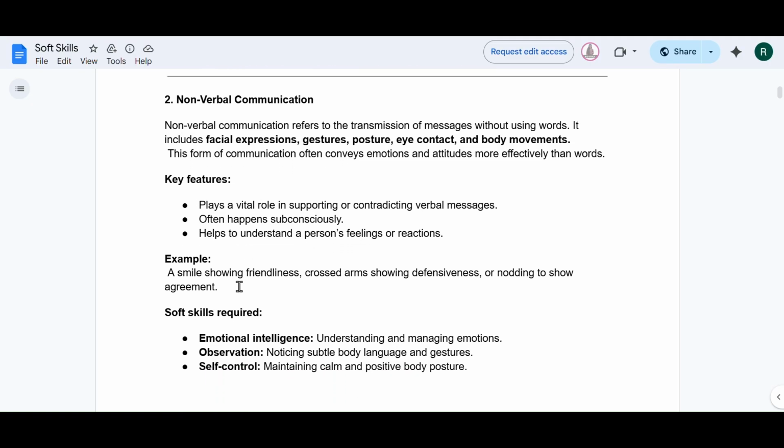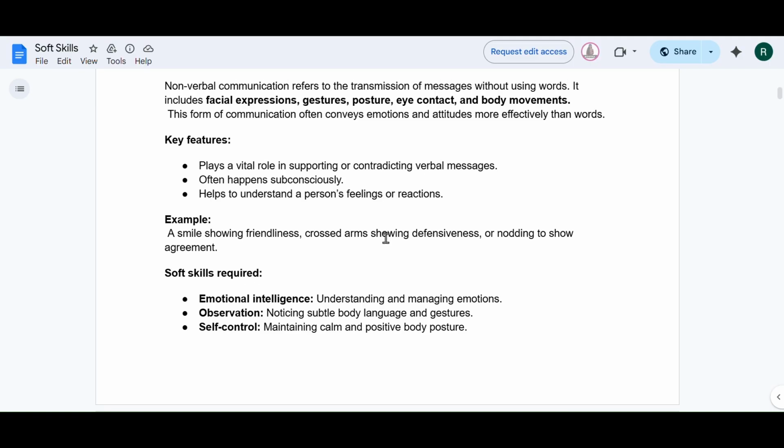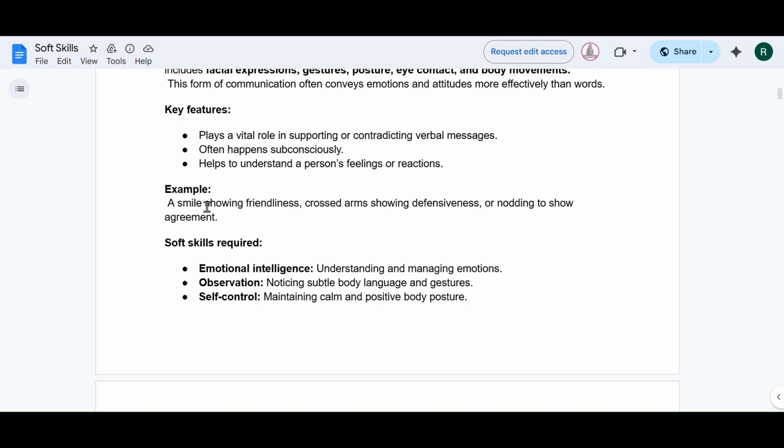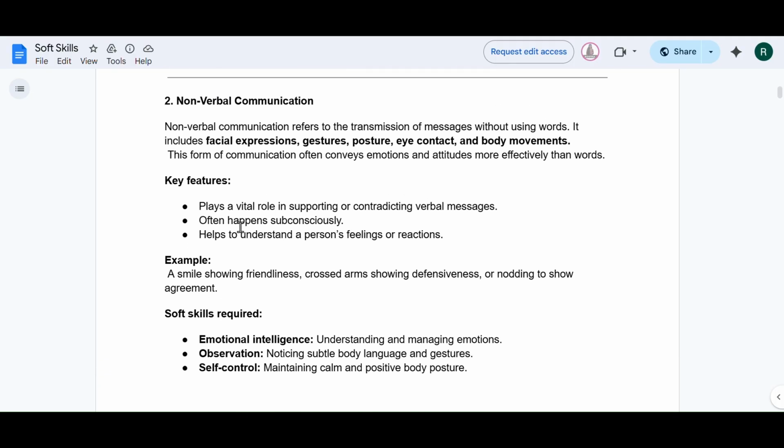Okay, what are the key features? It plays a vital role in supporting or contradicting verbal messages. It often happens subconsciously. Means without knowing it ourselves, we will nod our head. Sometimes when a teacher is telling us something, we nod our head. That is also called subconsciousness. And for example, a smile showing friendliness, crossed arms showing defensiveness, or nodding to show agreement. All these are examples of non-verbal communication.